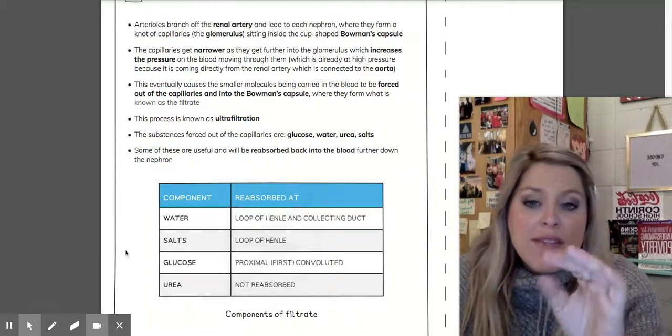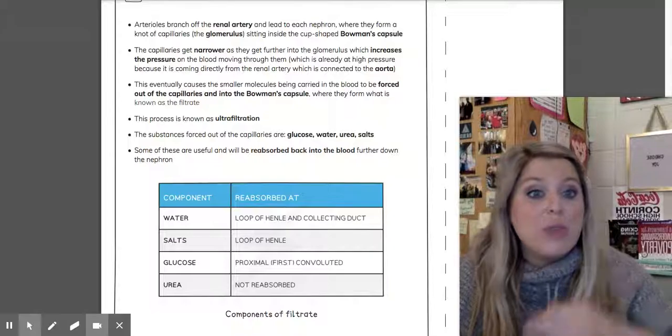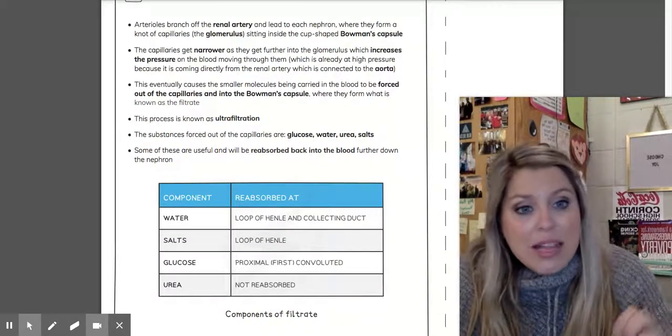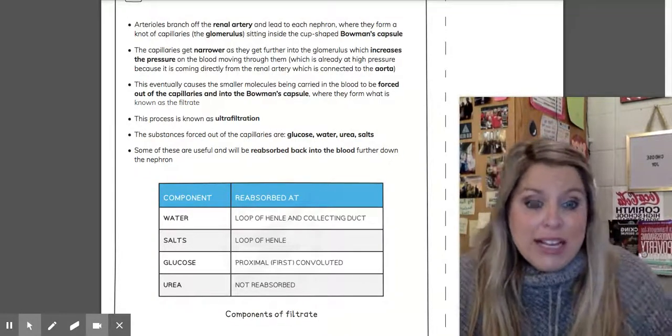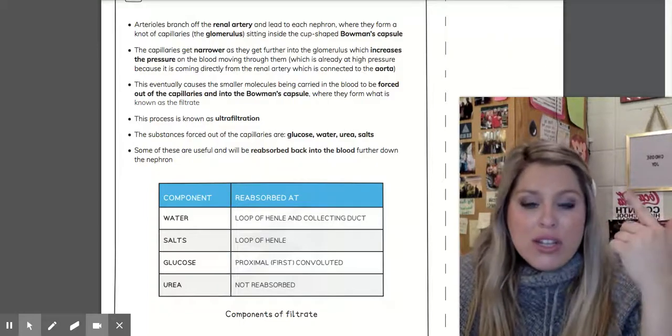But for the components, water, salts, glucose, and urea, you really need to know where those are reabsorbed back into the bloodstream. So everything coming in your blood is not necessarily bad for your body. If too much of it leaves your body, you can start to have a problem. We'll talk about how diabetes comes into this in just a little bit.